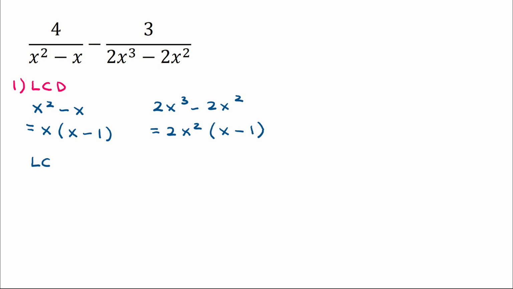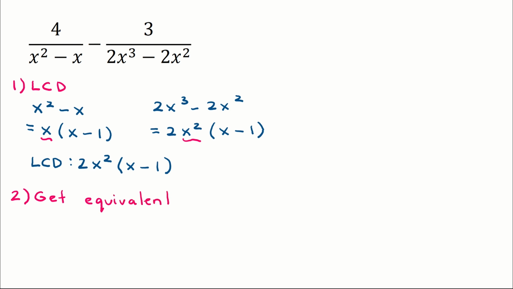So our lowest common denominator will have a 2. When we compare the x and the x squared, the x squared has the higher exponent, so make sure you take that. And they both have an x minus 1 as well. This brings us to step 2, which is get equivalent fractions.